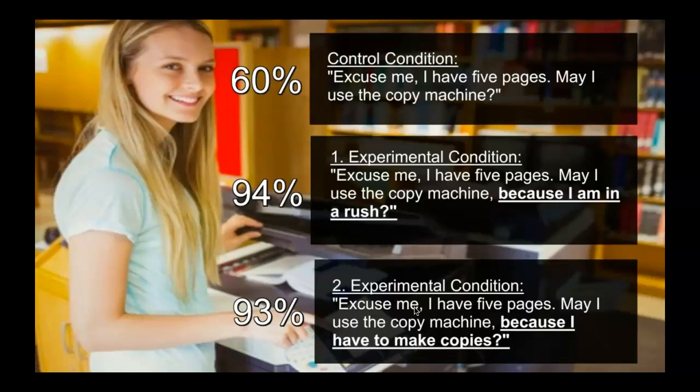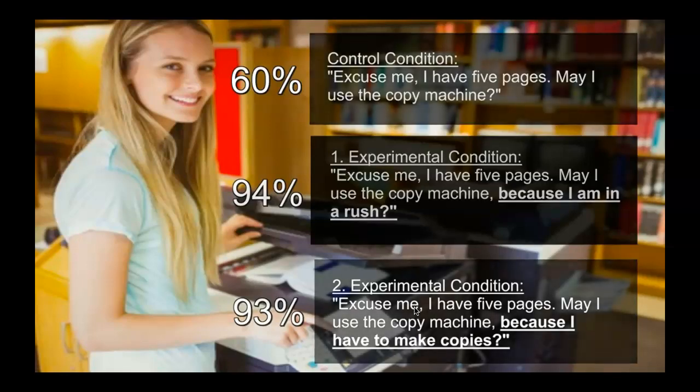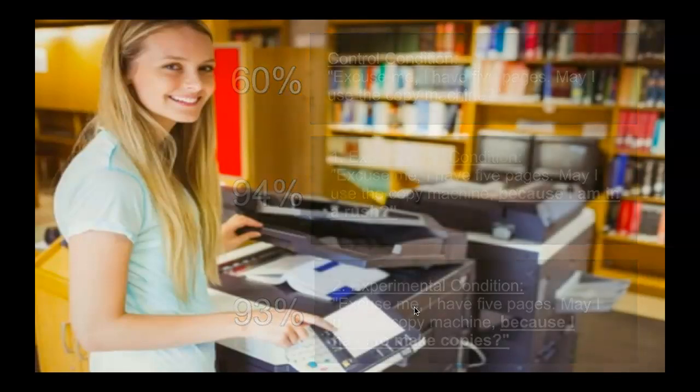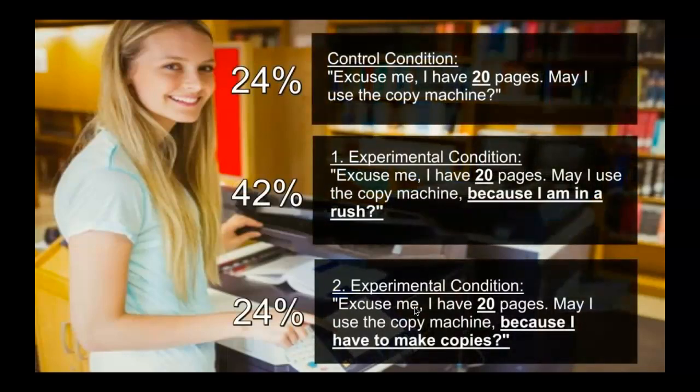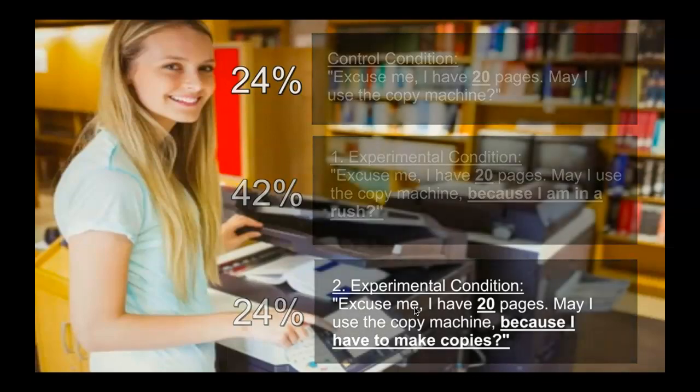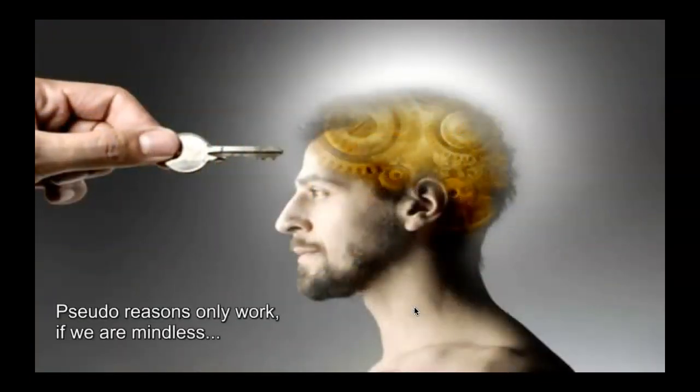Well, the reason why giving a pseudo reason works is that it improves compliance rates for small requests. Making 5 copies is a really small request, and they could show that the pseudo reason was no longer effective when it was about making 20 copies. So as long as the request was small, a pseudo reason was sufficient, but when it would take a serious amount of time, when the costs might be quite high, then the pseudo reason, the nonsense reason, did no longer work.